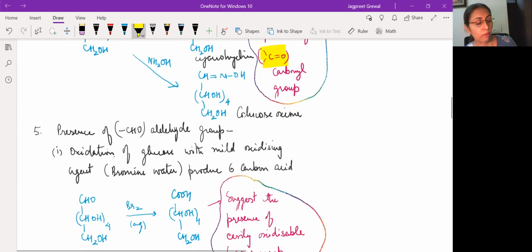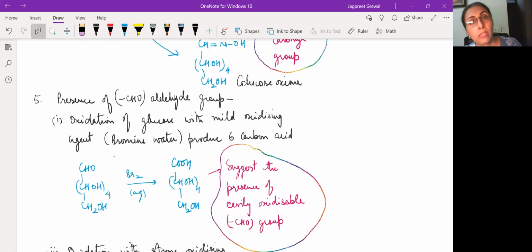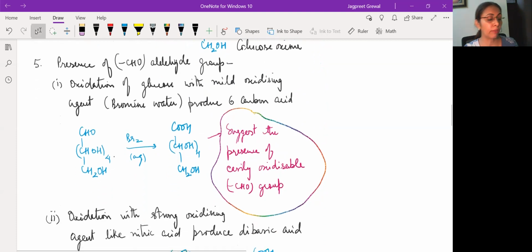Next is the presence of an aldehyde. A carbonyl group could be an aldehyde as well as a ketone. Out of them, it is an aldehyde. This was proved by the fact that when you treat glucose with aqueous bromine, which is a mild oxidizing agent, the CHO group gets oxidized to carboxylic acid. An aldehyde group is such a group that it easily gets oxidized to carboxylic acid. So this suggests the presence of an easily oxidizable CHO group.